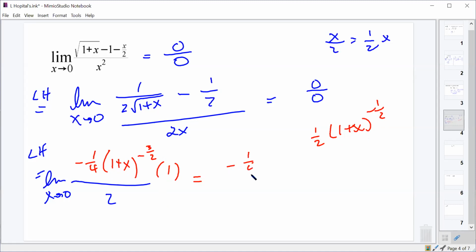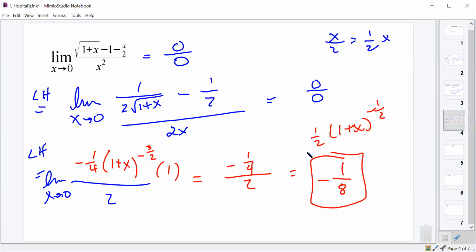Now when we plug that in, we get negative 1/4 divided by 2. And what is half of negative 1/4? No, half of 1/4 is 1/8. Whoops, 1/8. Yeah. Everybody good with that? Or no?